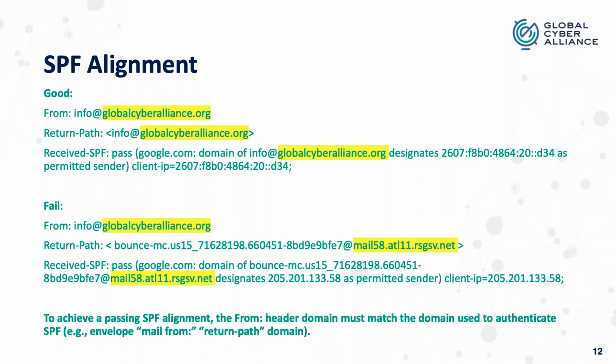Technically, yeah, the envelope from could be spoofed, but it's not as easy to do. It's not something that you see commonly. It's really the from address that you see the most spoofed, because that's easier to do. So in order to have passing SPF alignment when it comes to DMARC, the from header domain must match the domain used to authenticate SPF.